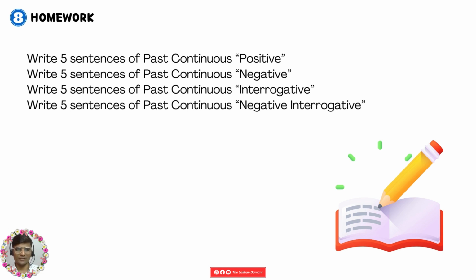Lastly, we have this one. This is mainly your homework. You have to write five examples for all of them. If you do it this way, you are going to understand how to make positive sentences, negative sentences, interrogative, and negative, and you are going to be a master of this tense, right?